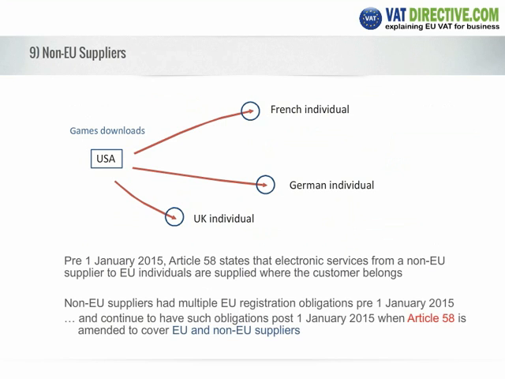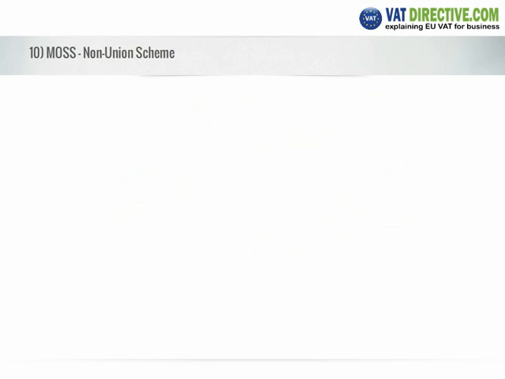and they will continue to have such obligations post-January 15, when Article 58 is amended to cover EU and non-EU suppliers. So the rule for non-EU suppliers hasn't really changed. They had multiple EU registration obligations before Jan 15, and they will continue to have them after Jan 15. The main impact of the changes are to EU suppliers of these services. So to continue with that non-EU supplier, well, they can use after Jan 15 the MOS non-union scheme.